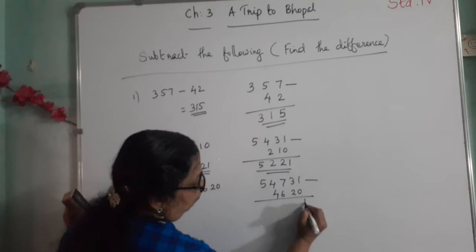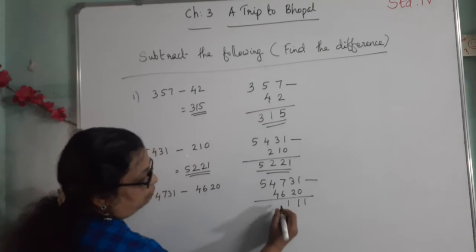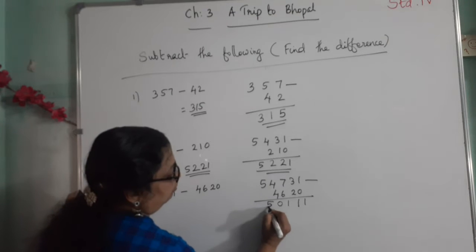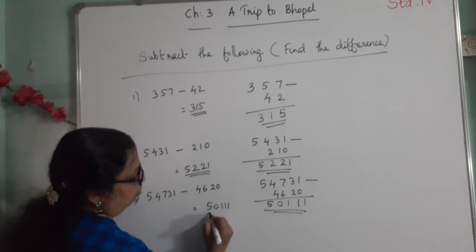1 minus 0, 1. 3 minus 2, 1. 7 minus 6, 1. 4 minus 4, 0. 5. So the answer is 5, 0, 1, 1, 1.